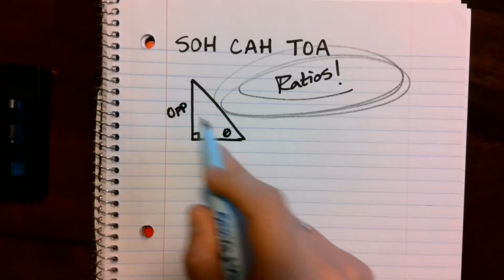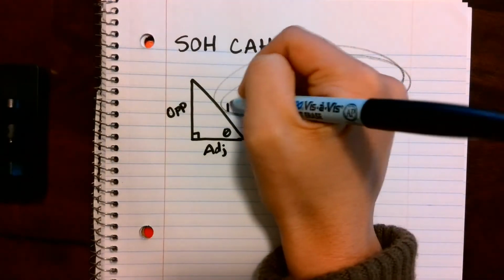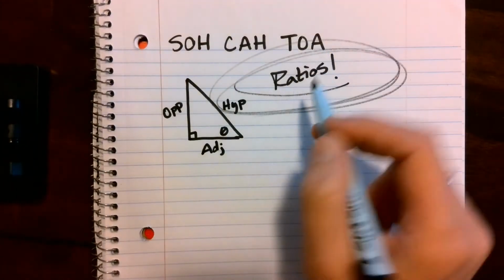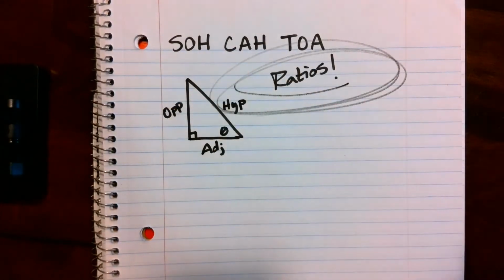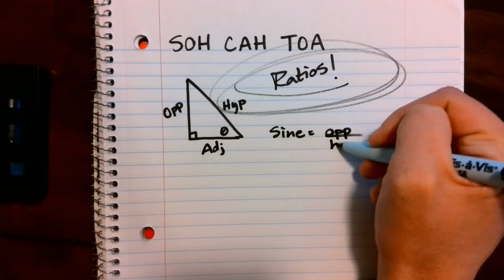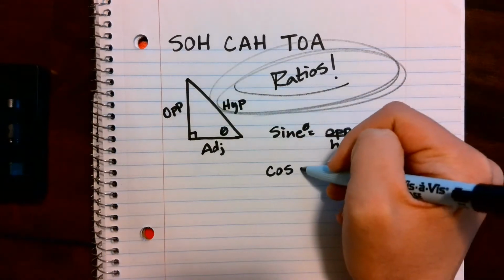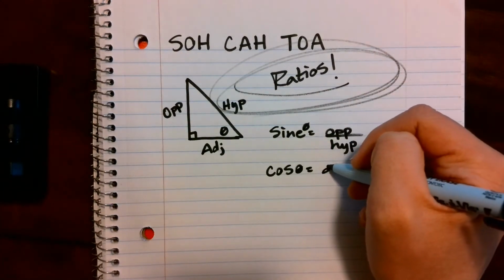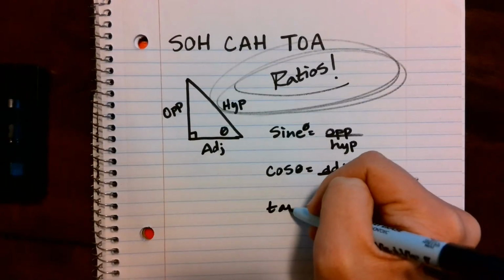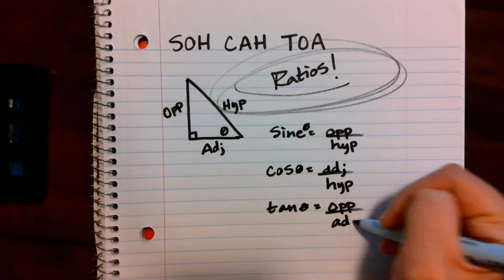Okay, but using this reference angle, we've got opposite, the adjacent is the side right next to it, and then the hypotenuse is always across from the 90-degree angle. So our ratios, and this is just used to remember what ratio is which: your sine is going to be that opposite over hypotenuse. Cosine, we're talking about theta here. Your cosine of theta is going to be the adjacent over the hypotenuse. And then tangent is the opposite over adjacent.